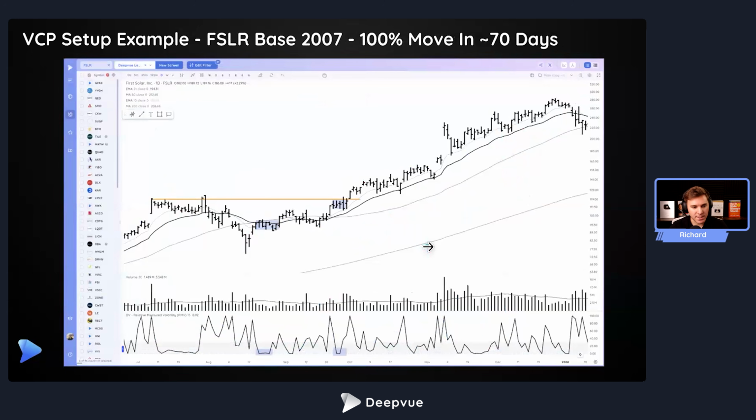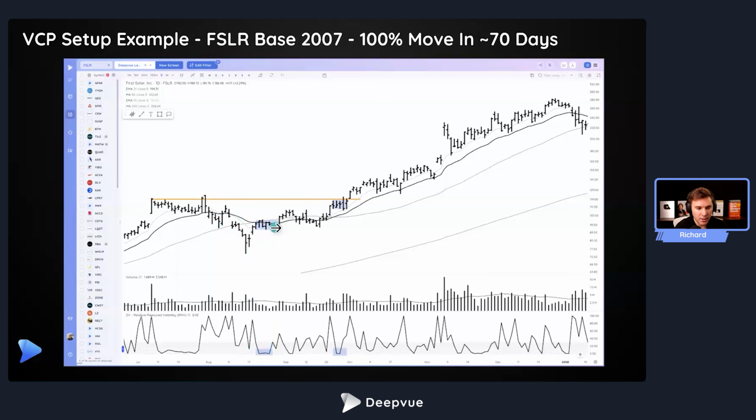Here's another example, FSLR 2007. Obviously, probably many of you know FSLR from recent days, but it was another recent IPO that had tremendous power. It already had a really nice move before this, and then we pulled back, formed a base. This level became significant. You can see it was rejected down from it here. And then it moves down. This is a classic base. We move lower, then we rally back up into the moving averages, tighten up, pull back here. This is a tight area suggesting accumulation.